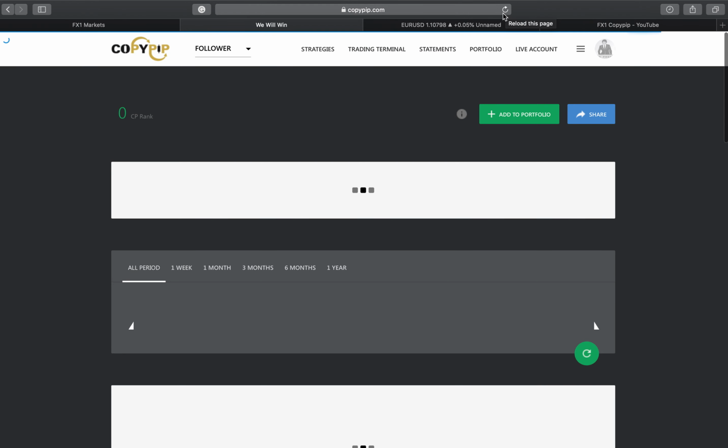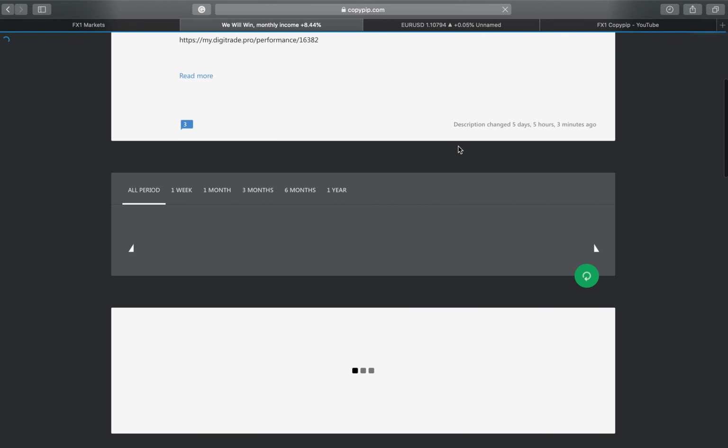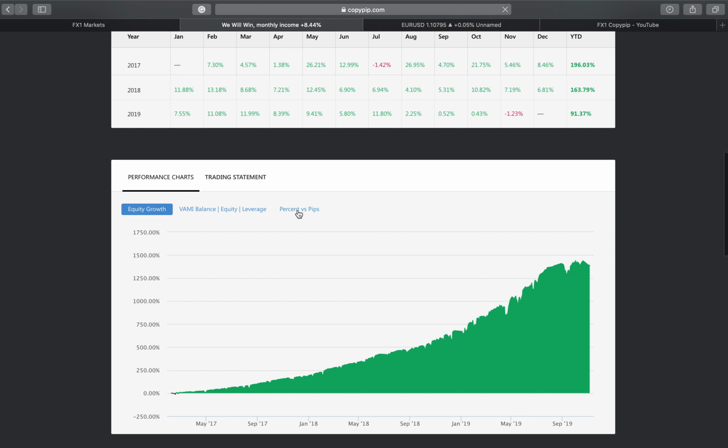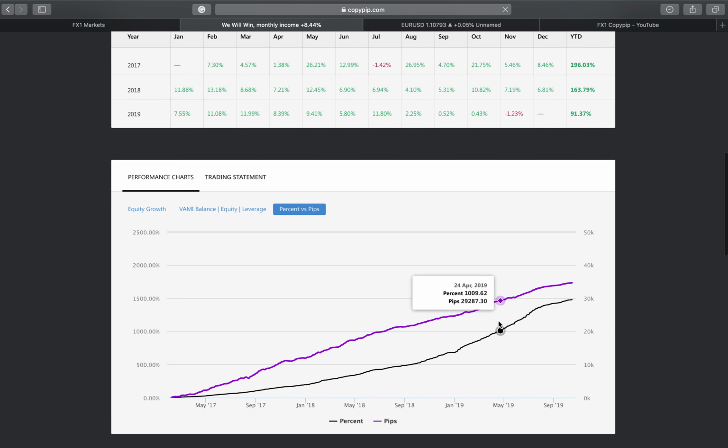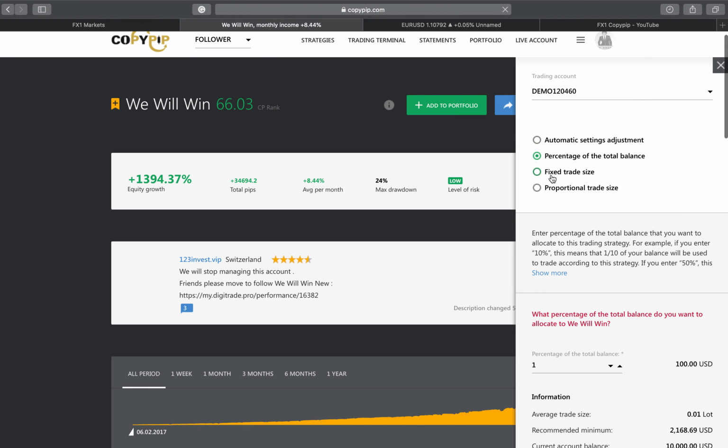Guys, the website is a little bit heavy because it's a huge database of traders and investors. So I'm gonna just refresh. Okay, so here percent vs pips, I can see it's quite parallel. So I want to follow with a fixed trade size. I just want to put 0.02.